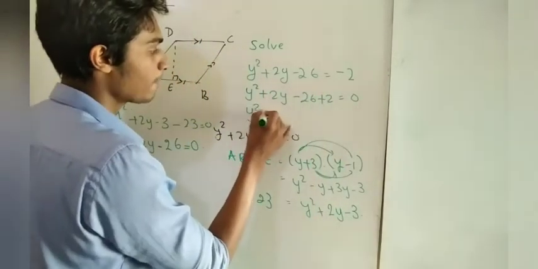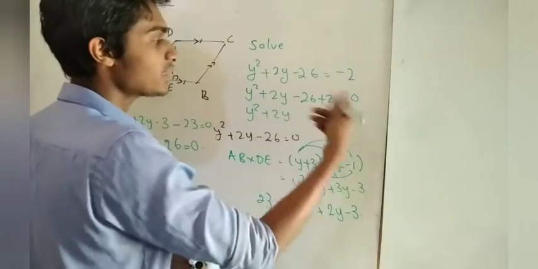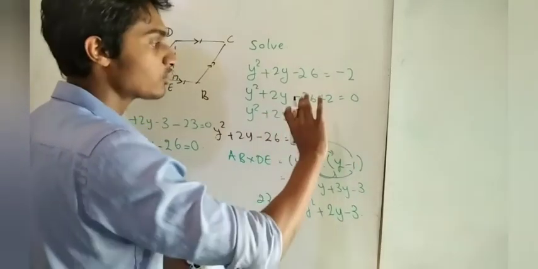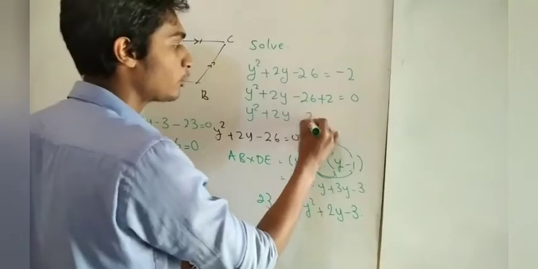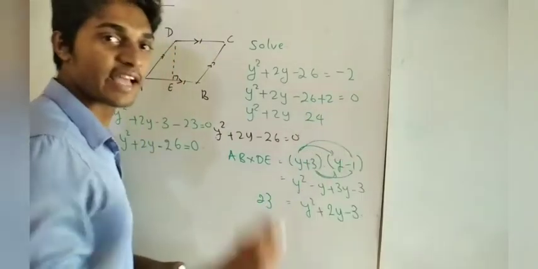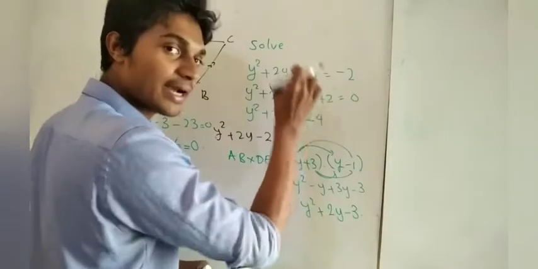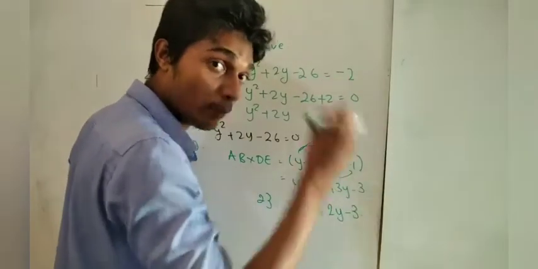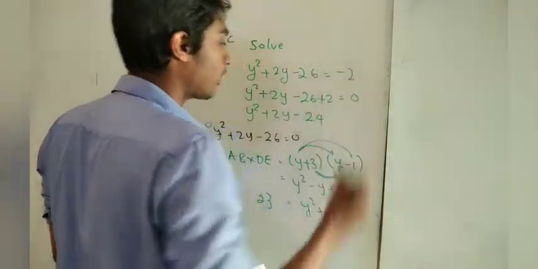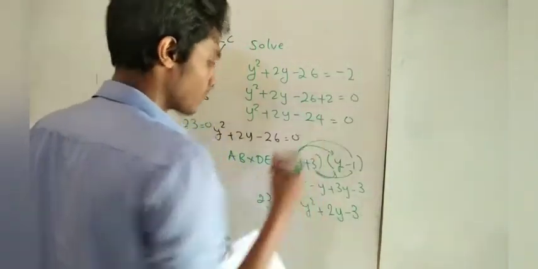So y squared plus 2y minus 26 plus 2, they have different signs, so you have to subtract one from the other. 26 minus 2 is going to be 24, but what should be the sign? The sign should be the sign of the greatest number. The greatest number over here is 2 or 26, obviously 26. So the sign should be that of the 26, equal to 0.